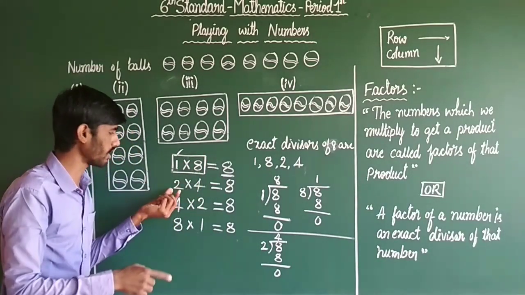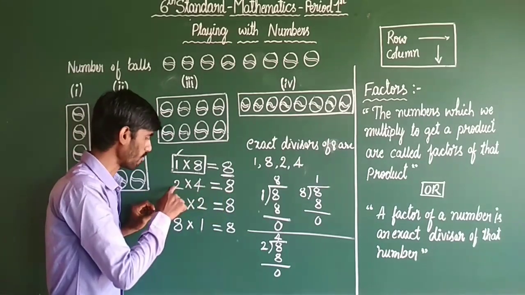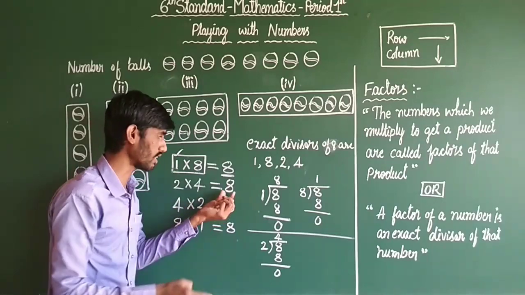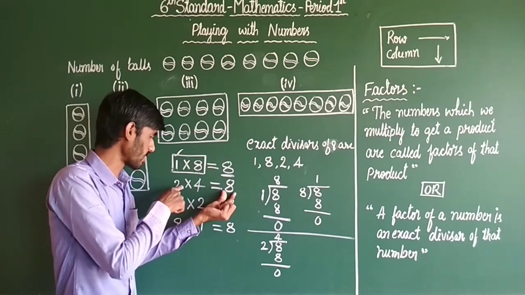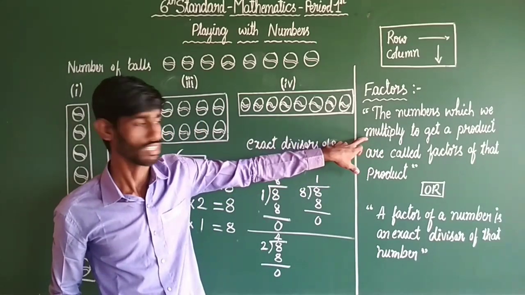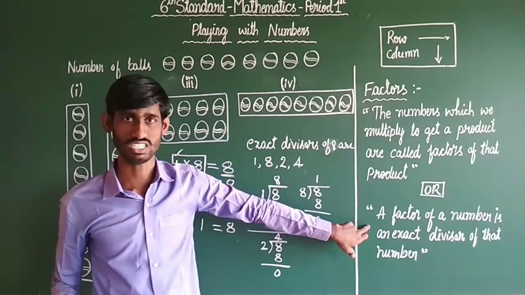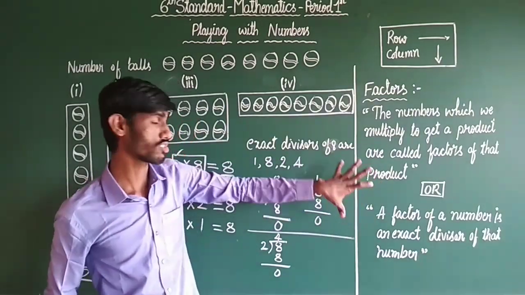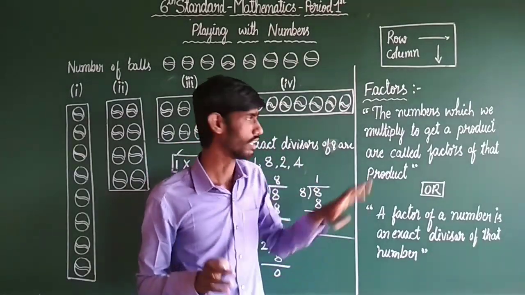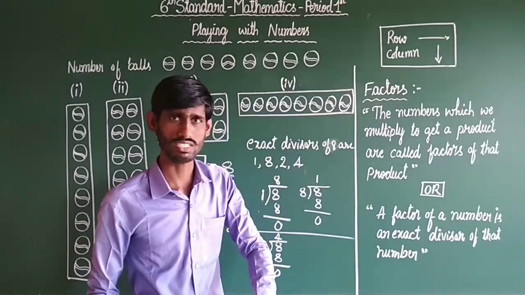Observe here. 2 and 4 are also factors. If we multiply 2 and 4, we get the product 8. So the factors of 8 are 2 and 4. This is the 4th standard definition, this is the 5th standard definition, this is the 6th standard textbook definition. The definitions differ, but the concept is always the same. It doesn't change the meaning.